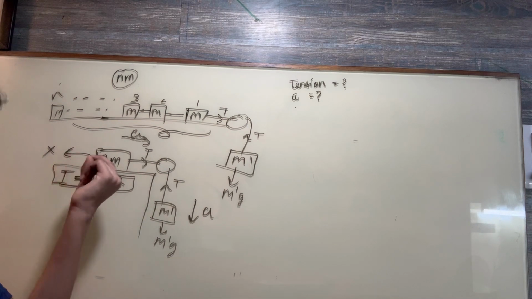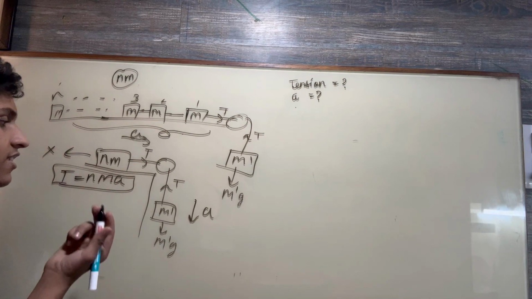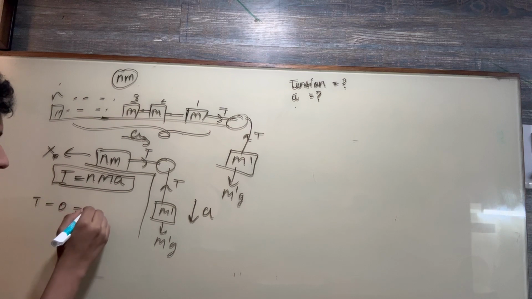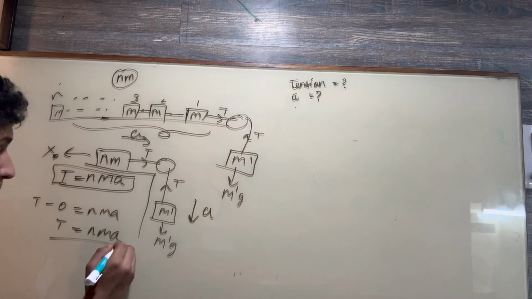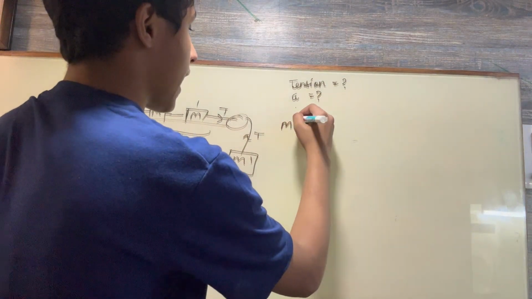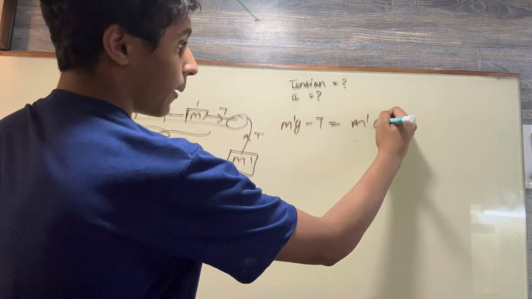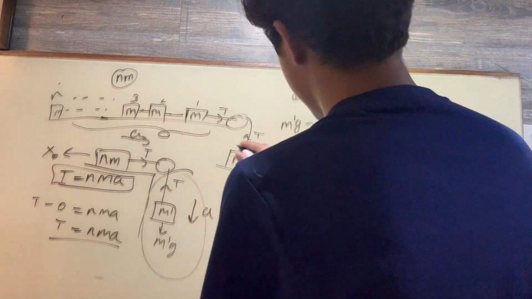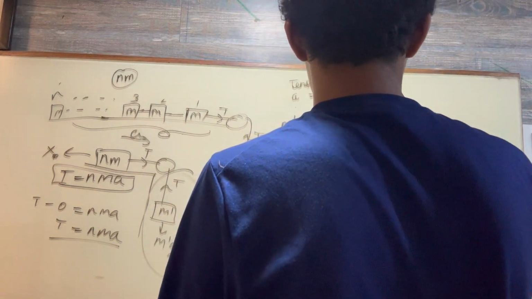This is something that a lot of kids get confused about. They think, oh no, there is no force here, what do I do? You just take tension is equal to nma, because there is zero force here, it will just become T minus 0 is equal to nma, right? So T is equal to nma. Very simple. But on this side, we still have m dash g, right? So we will get m dash g minus T is equal to m dash a. Now T we can substitute as nma, so m dash g minus nma is equal to m dash a.